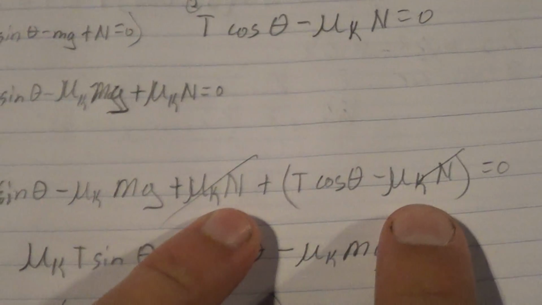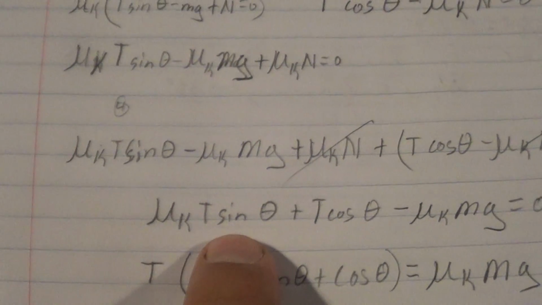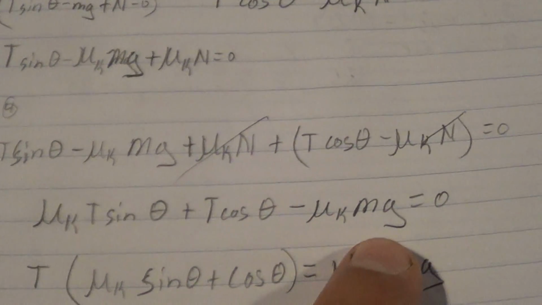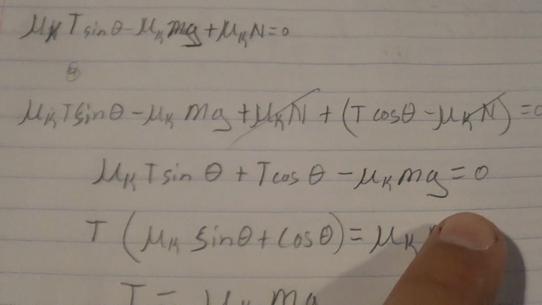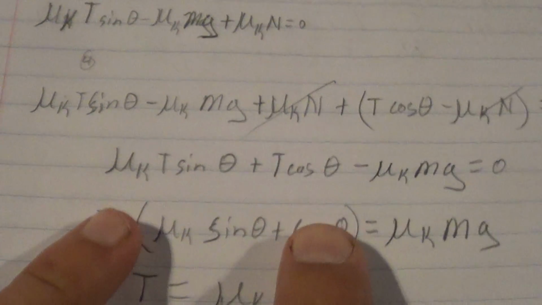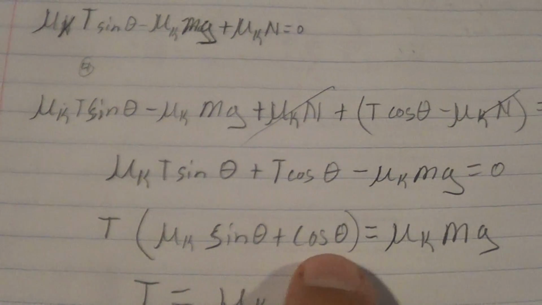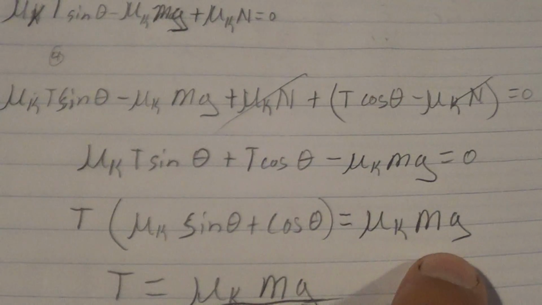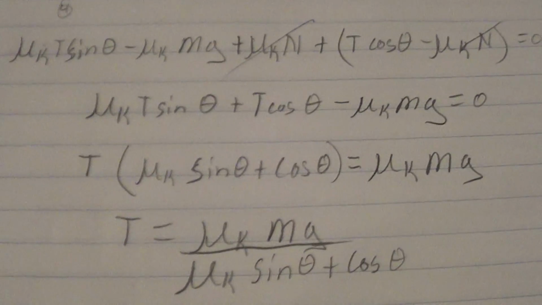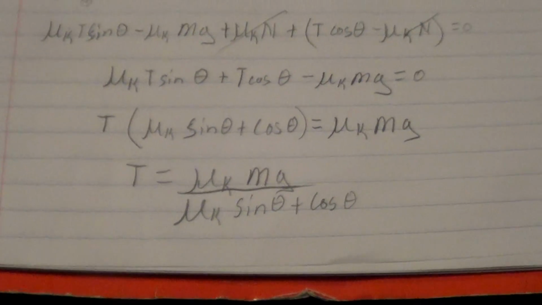These two are going to cancel out, leaving us with mu T sine theta plus T cosine theta minus mu mass times gravity equals 0. And I'm going to pull out the T's, and you're going to get T times (mu sine theta plus cosine theta) equals mu mass times gravity. Solving for T, you're going to get T equals mu mass times gravity over (mu sine theta plus cosine theta).